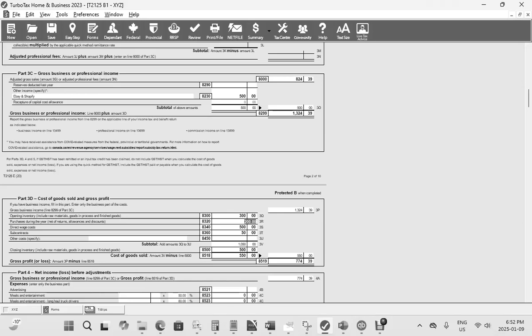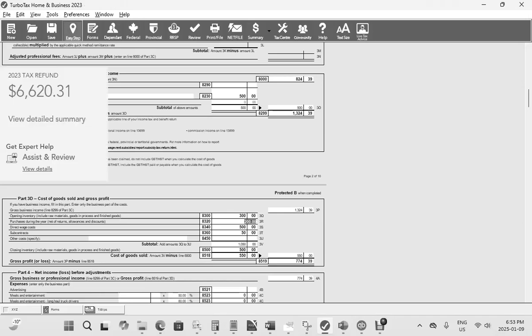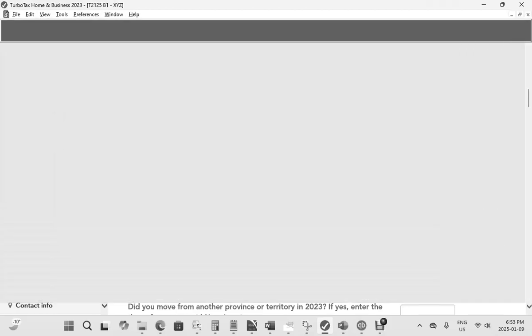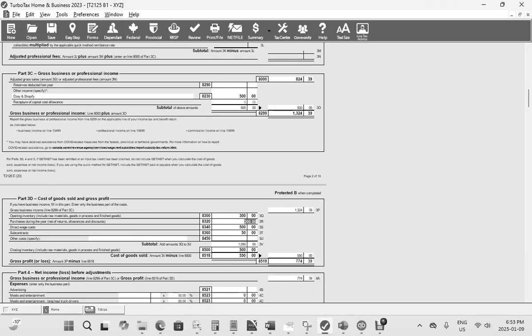These are purchases during the year, so any additional inventory that you bought, net of returns, allowances, and discounts. Right now, it's sitting at $200 for line 8320. And notice your tax refund. This is $6,620.31. Now, if you were to change this figure, let's say to $3,000.